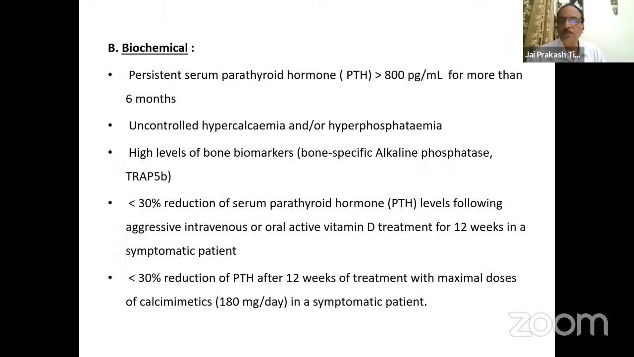Biochemical conditions leading to parathyroidectomy: persistent serum PTH level more than 800 picograms per ml for more than 6 months, uncontrolled hypercalcemia or hyperphosphatemia, high levels of bone markers like bone-specific alkaline phosphatase and TRAP5b, less than 30% reduction in the serum PTH level following aggressive intravenous or oral vitamin D treatment for 12 weeks in symptomatic patients, and less than 30% reduction of PTH after 12 weeks of treatment with the maximum dose of calcimimetic, cinacalcet 180 mg per day, in symptomatic patients. Thank you.